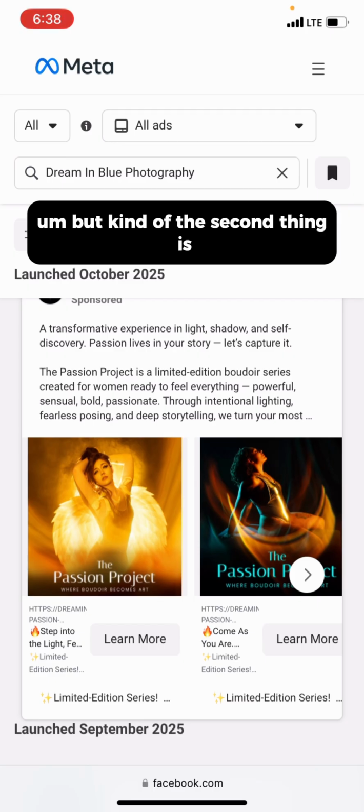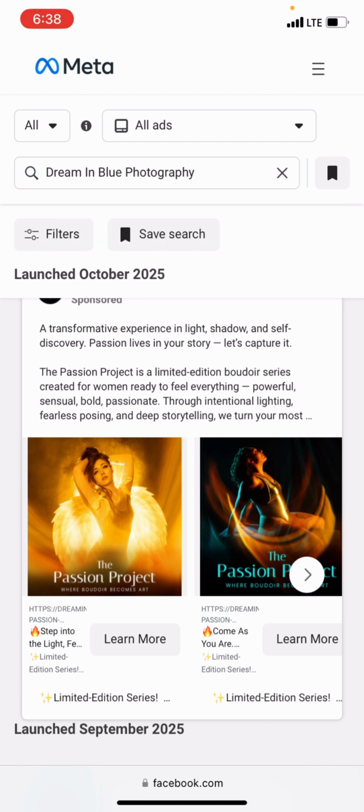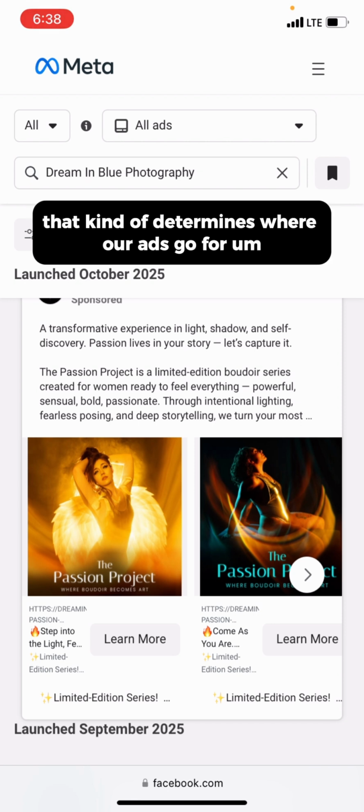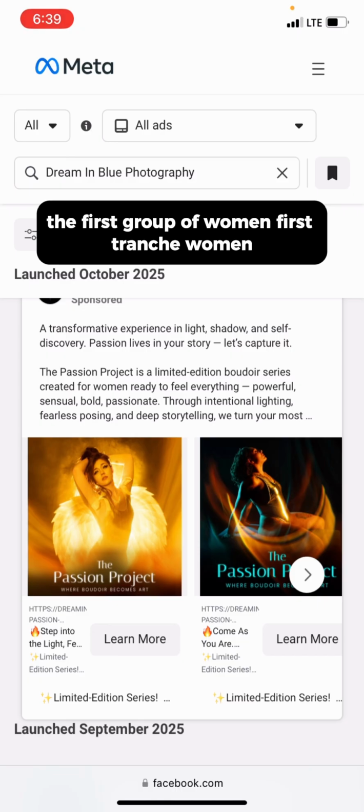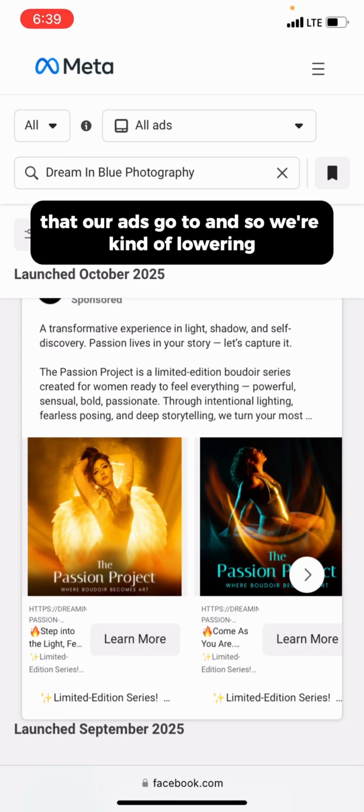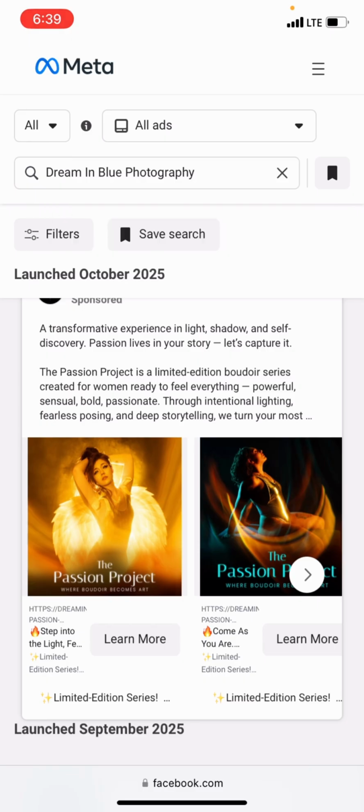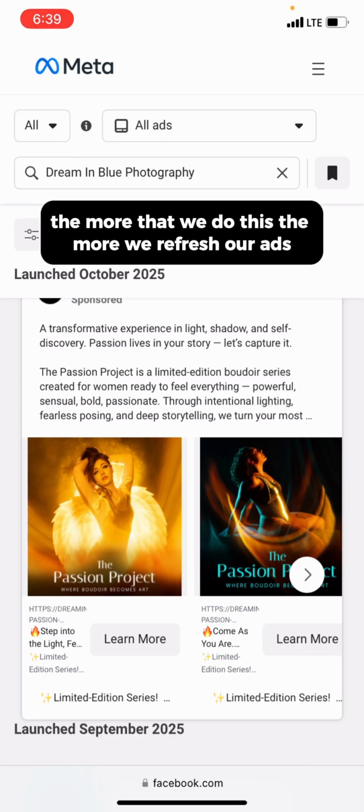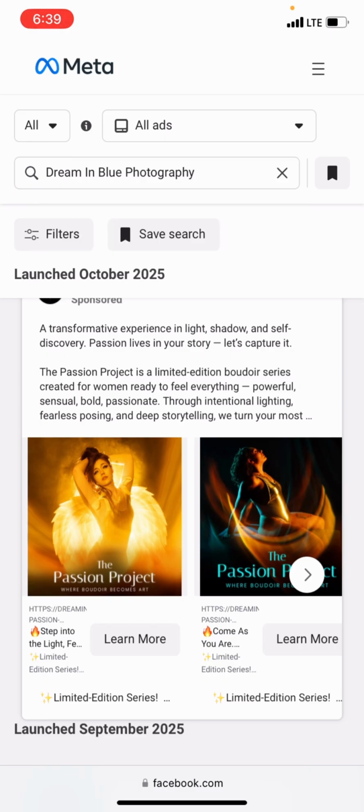The second thing is, the more bad ads we have, our account has its own back end, hidden ad score that determines where our ads go for the first group of women, the first tranche of women that our ads go to. So we're putting ourselves more and more in a hole the more we refresh our ads with the same structural mistakes.